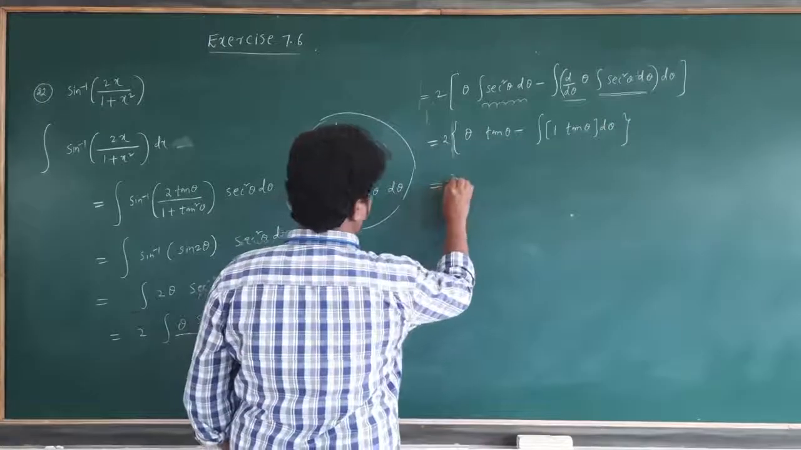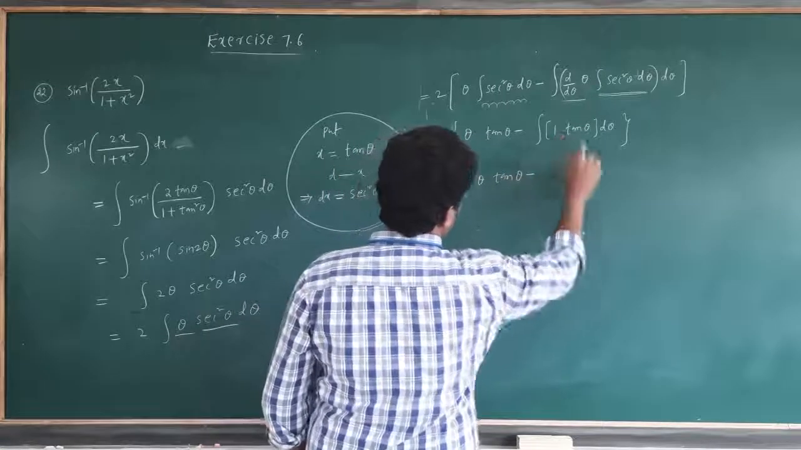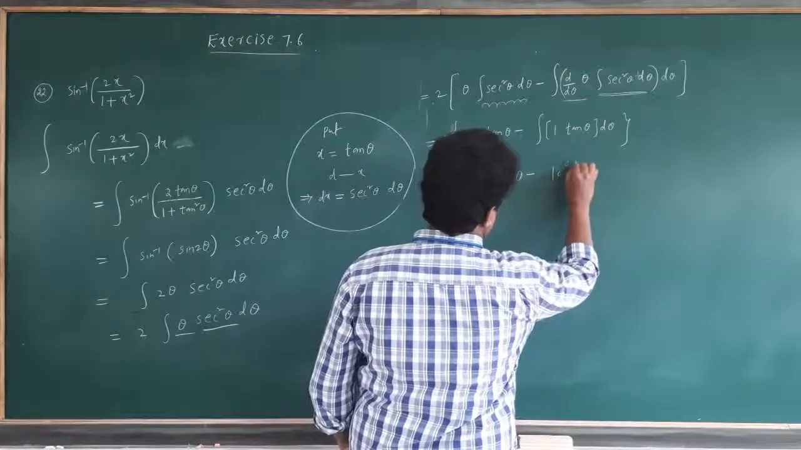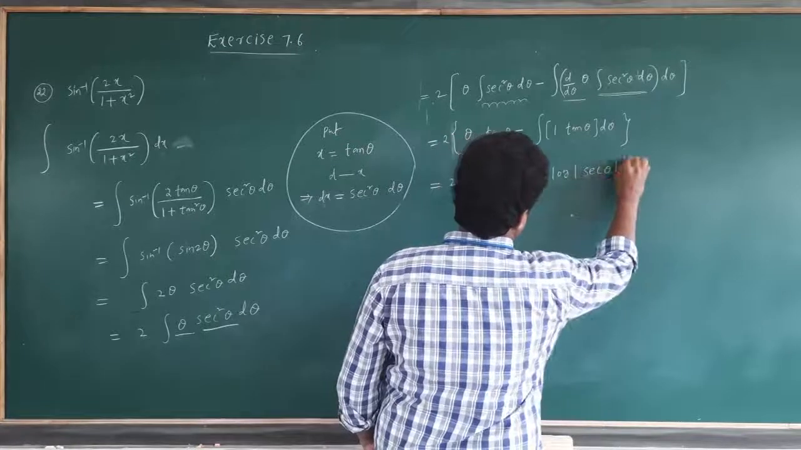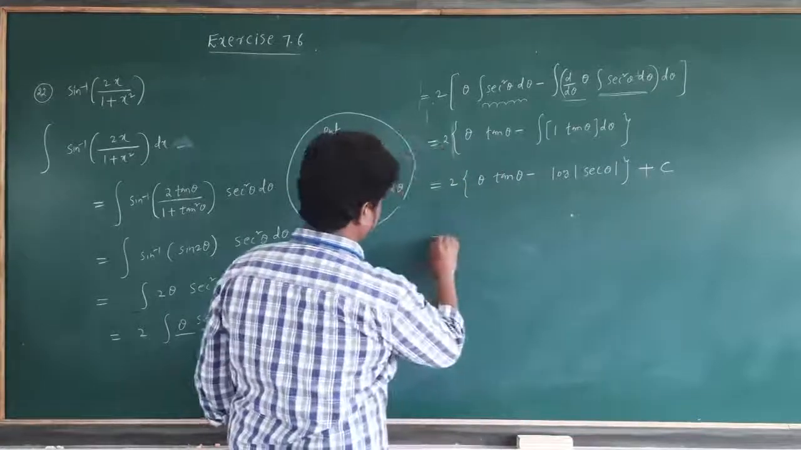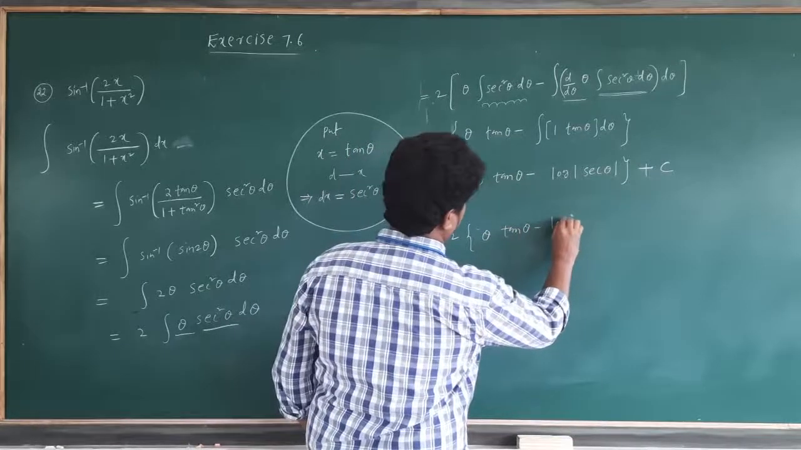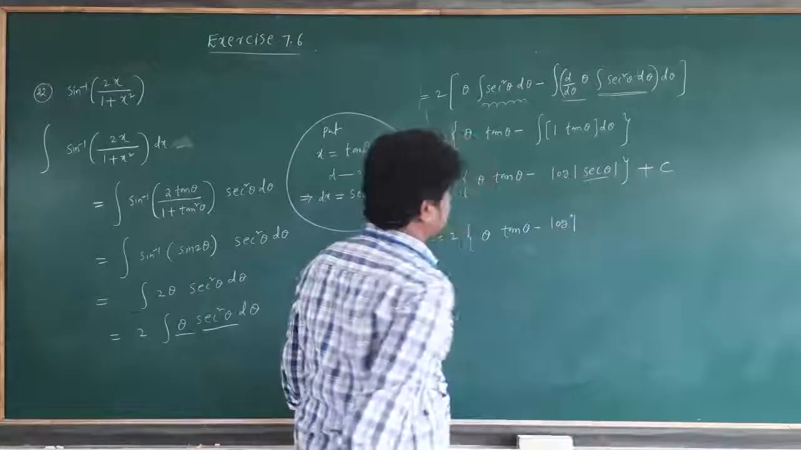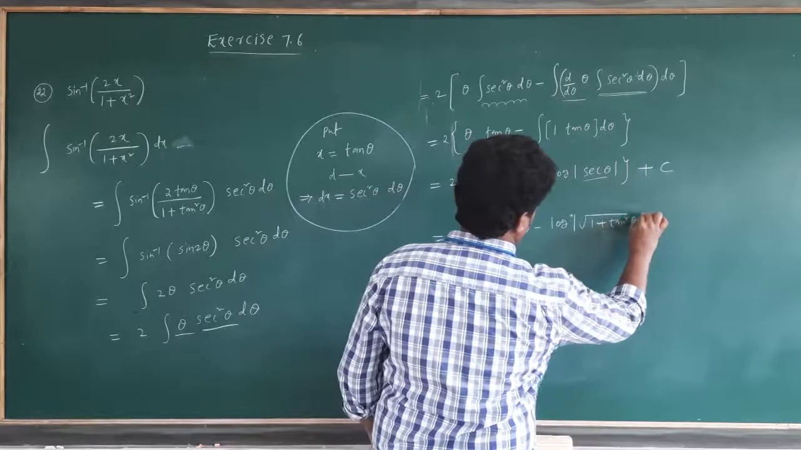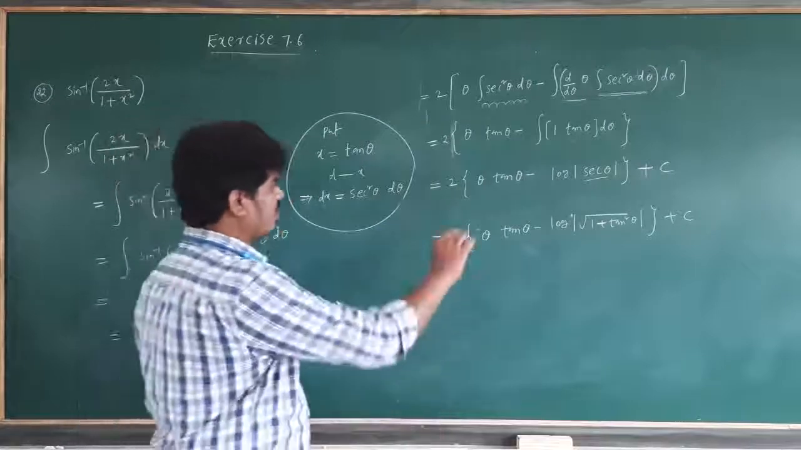Now this is equal to 2 into theta into tan theta minus 1 into tan theta. The integral of tan theta is what? Log mod sec theta plus c. There is no integral left, so plus c. Now this is equal to 2 into theta tan theta minus log mod sec theta, which means root over 1 plus tan square theta. Already you know the formula: secant square theta minus tan square theta equals 1. From that we got this one.